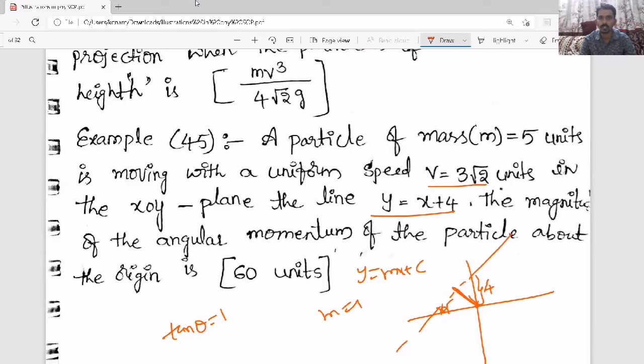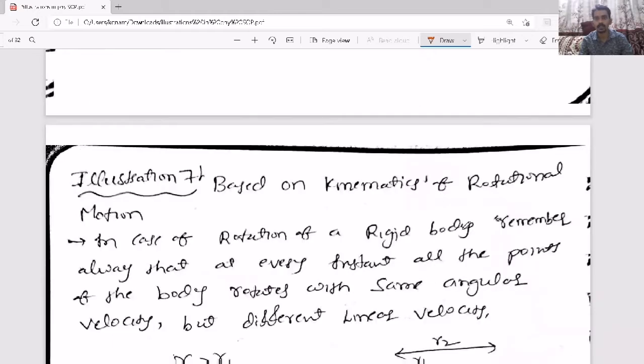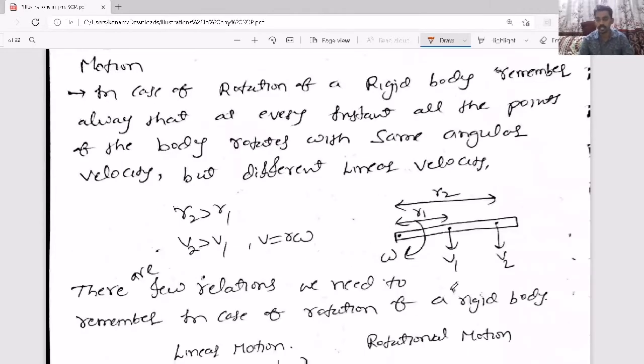Now, next thing, based on kinematics of rotational motion. So what does kinematics of rotational motion mean? When a body is rotating, there is an angular displacement, angular velocity, angular acceleration, apart from linear velocity and linear acceleration. And the same relations will come here, just like circular motion.